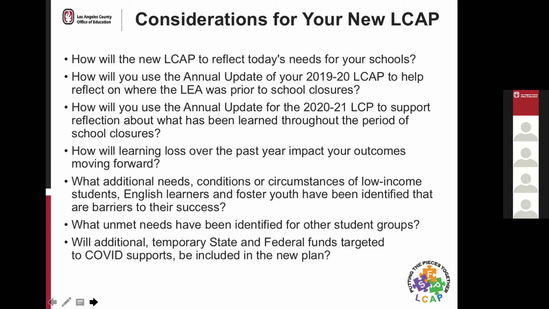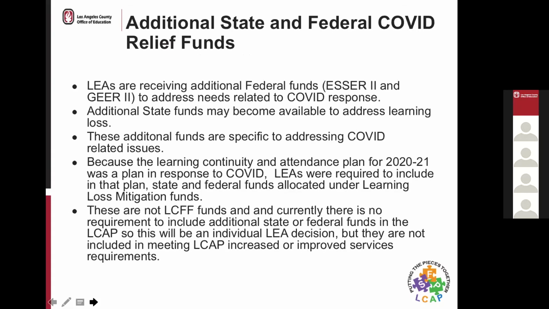All right. So let's look at the additional funds. LEAs are already receiving what we're hearing is called ESSER 2 and GEER 2 funds, and we certainly have more possibility of funding on the way. Also, some additional state funds may become available. It keeps being on again, off again, but they may be available to address learning loss specifically. These are all funds that are to address COVID-related issues.